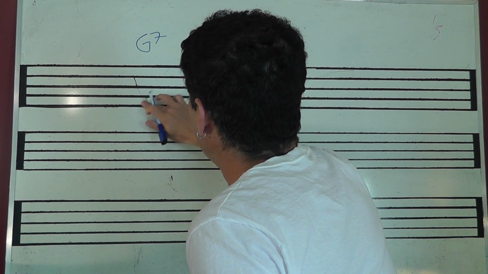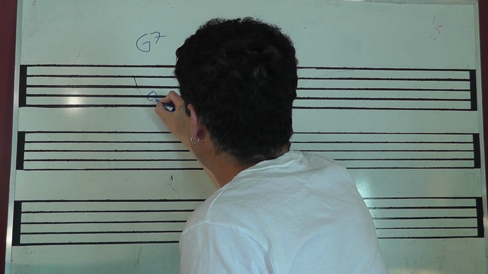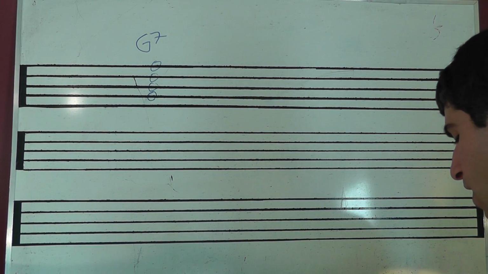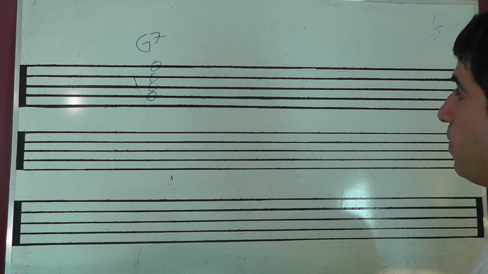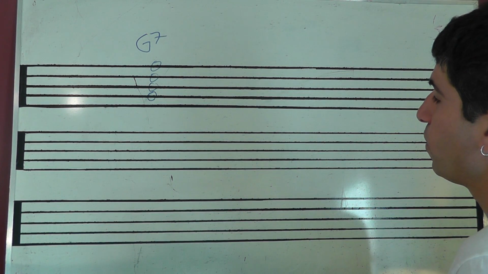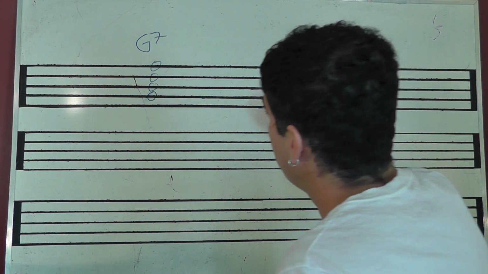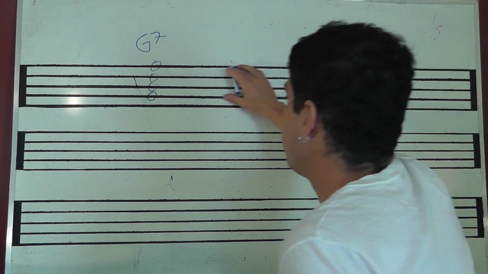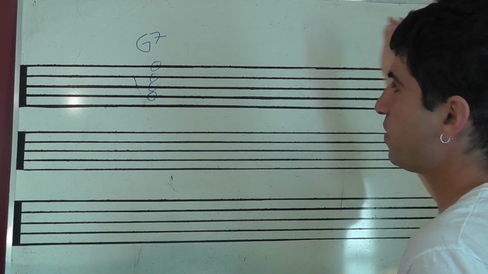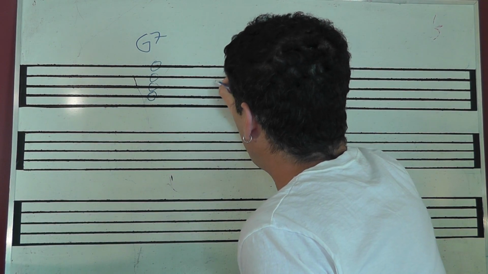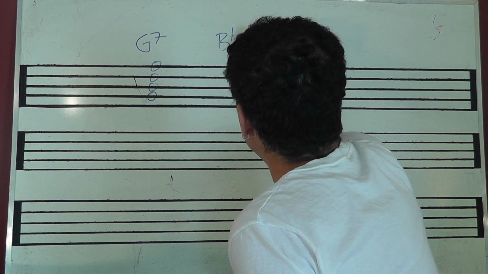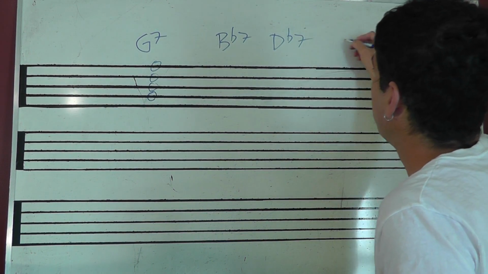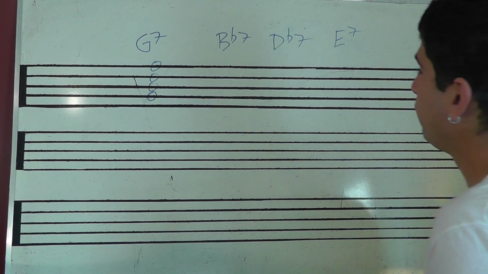You got G, B, D, and F. Now what you can do, when you've got a G7, is build off of this chord, or use a different chord instead of G7. One chord that you could do is B flat dominant 7, or D flat dominant 7, or E dominant 7.